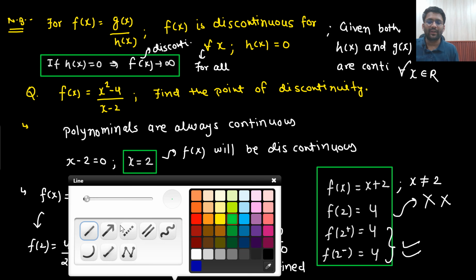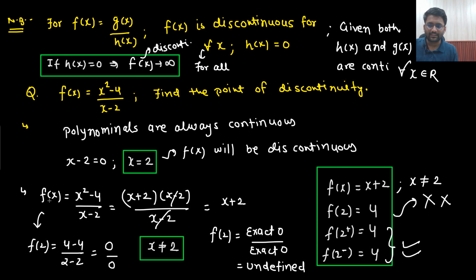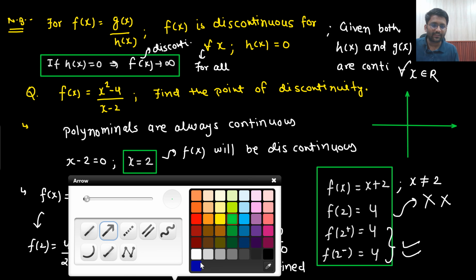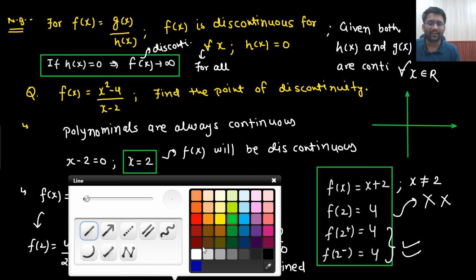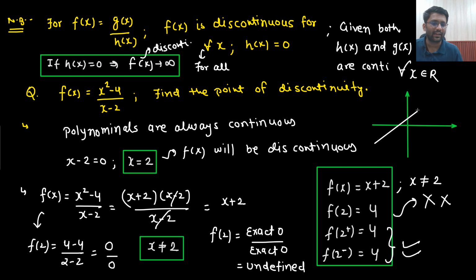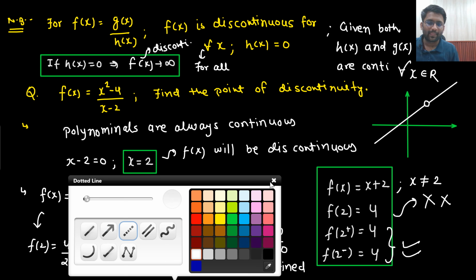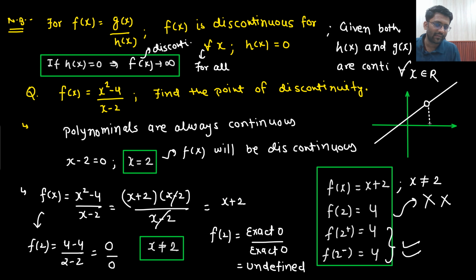So what kind of graph you will be getting? If you draw the graph of this f(x), what kind of graph you will be getting? So the graph will be nothing but x plus 2. Yes, the graph will be like x plus 2 only. The nature of the graph will be like x plus 2 only. This is how the graph would look like. But at 2, it will be breaking. So this kind of graph you will be getting. When x equals 2, it will break. So this will be your graph.